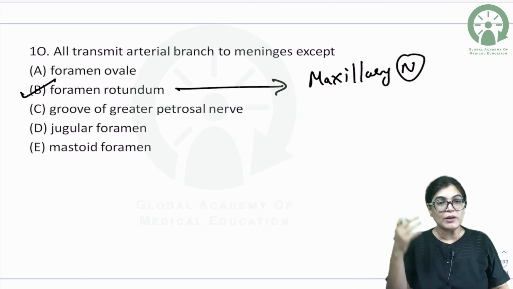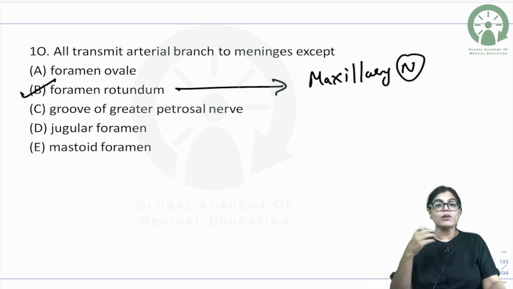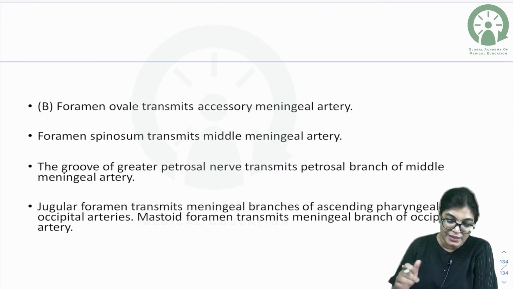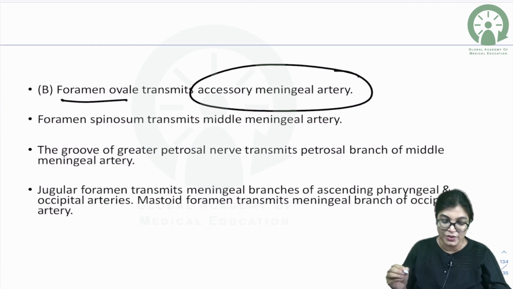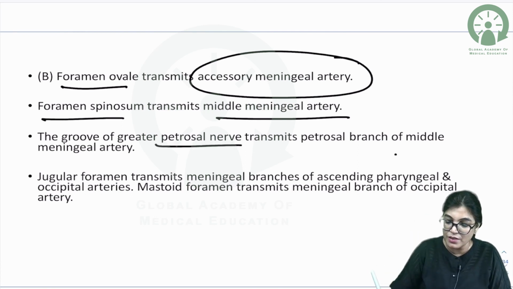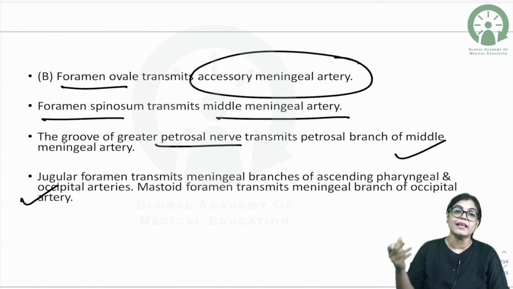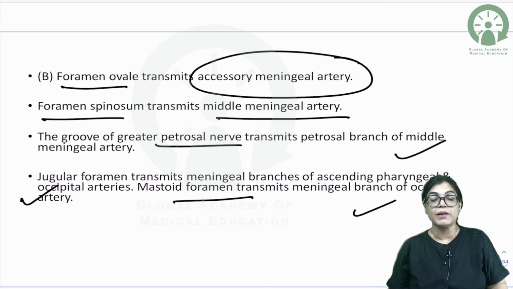Through foramen ovale, definitely the accessory meningeal artery passes, and meningeal branches also pass through the mastoid, jugular and greater petrosal nerve groove. See here I have written the details. Through foramen ovale, the meningeal branch passing is the accessory meningeal artery. Through foramen spinosum, the middle meningeal artery itself passes. The groove of the greater petrosal nerve transmits petrosal branches of the middle meningeal artery. The jugular foramen has meningeal branches of the occipital and the ascending pharyngeal artery. Through the mastoid foramen passes a meningeal branch of the occipital artery.